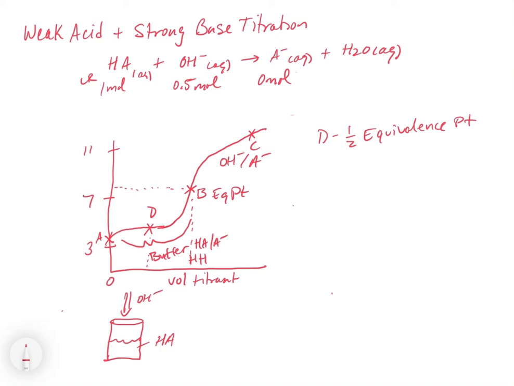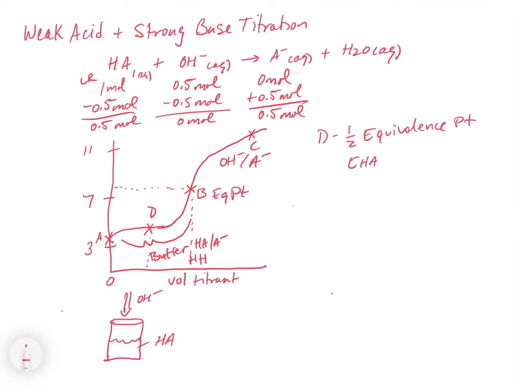this graph. So if we look, when we do our limiting reagent table and we subtract our 0.5 moles, we get 0 moles of the OH minus. And we're going to subtract away, and so we're going to get half of our HA, which is 0.5 moles. And then on the other side, we're going to add 0.5 moles of the A minus. And what you're going to notice is that at the 1/2 equivalence point, the concentration of the HA is equal to the concentration of the A minus.